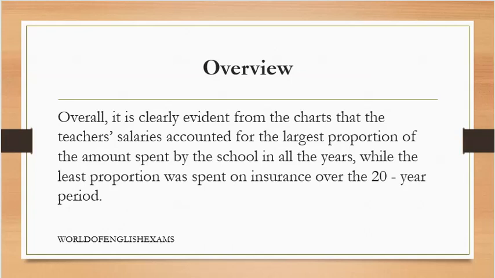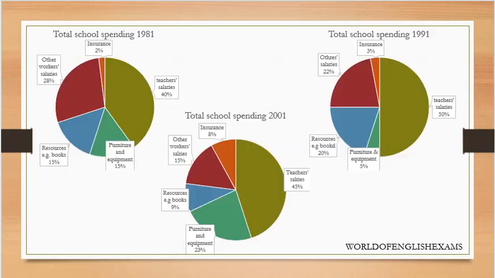Fine. So having understood how to write the overview, let's segregate the information into two body paragraphs, where I am going to describe the teachers' salaries and the other workers' salaries in the first body paragraph, and in the second body paragraph we are going to talk about furniture and equipment, resources and insurance. So now let's see how to write it.